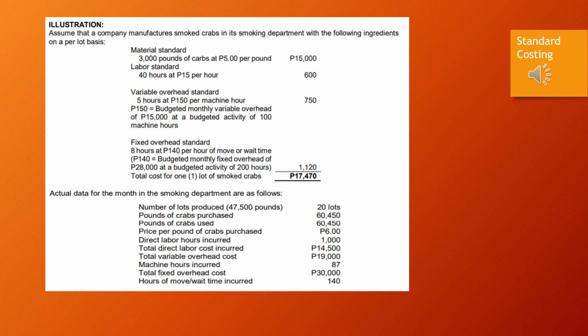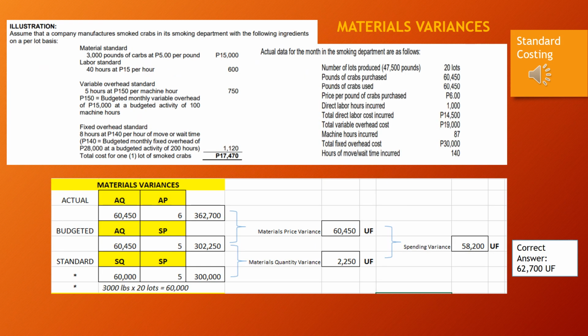The labor hours incurred, the actual is 1,000 hours. We have the total labor cost incurred. For the 1,000 hours, we have 14,500. Therefore, ang actual per hour niya is 14.50 if we will think of it. So later on, we will validate if tama yung assumption natin. So the total variable overhead cost here is 19,000 and the machine hours incurred is 87. Okay, and the total fixed overhead cost is 30 while the hours of moving or waiting time incurred is 140 hours. Let us now solve the first variance, which is the materials variance.